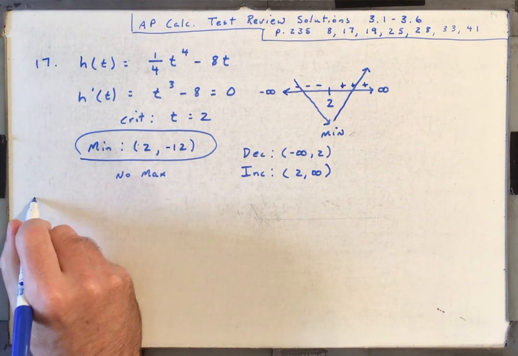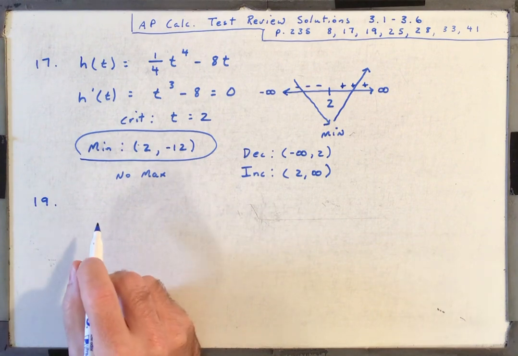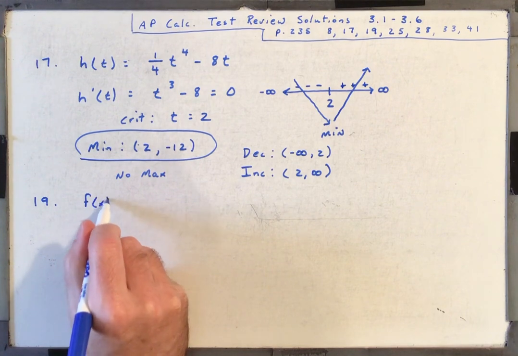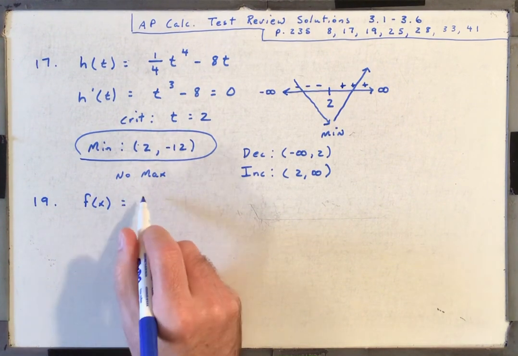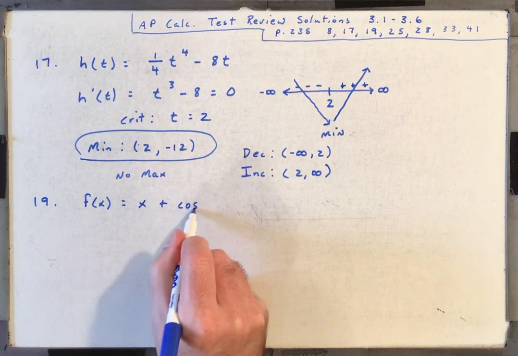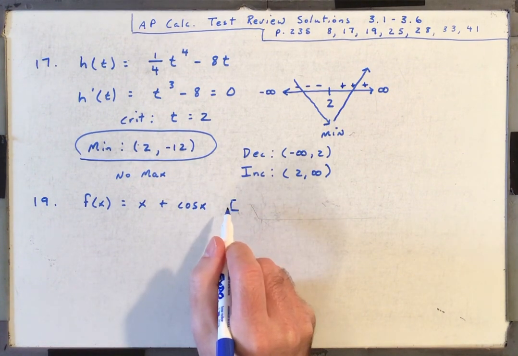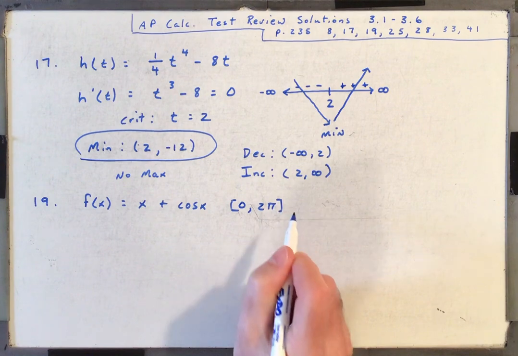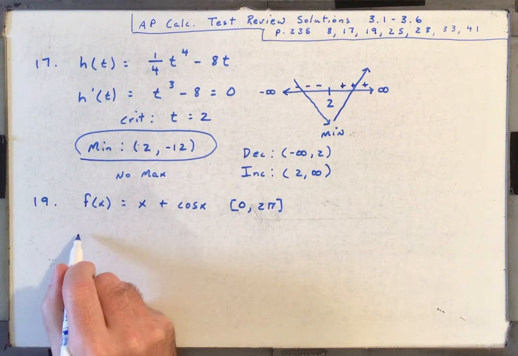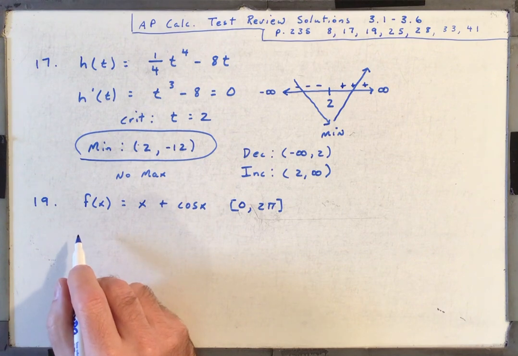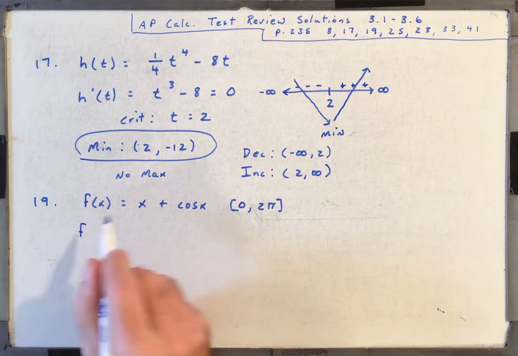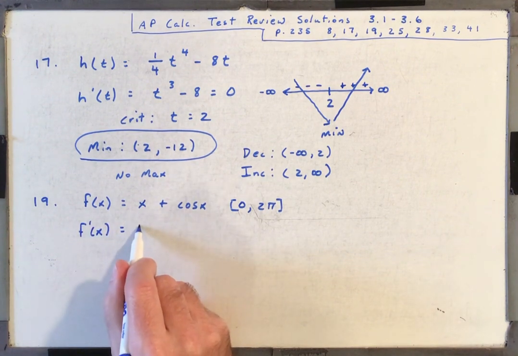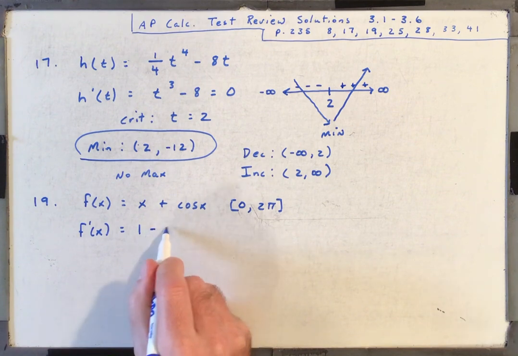Okay, let's see if we can fit in number 19 here. So number 19, we want to find points of inflection. We have f of x is equal to x plus cosine x. And our endpoints are 0 to 2 pi. Otherwise, it would go on forever, wouldn't it? So to find inflection points, and we'll go ahead and find the concave up and concave down intervals as well, we have to get the second derivative. So the first derivative would be 1, and the derivative of cosine is minus sine.